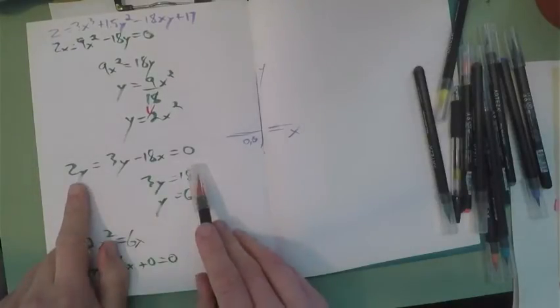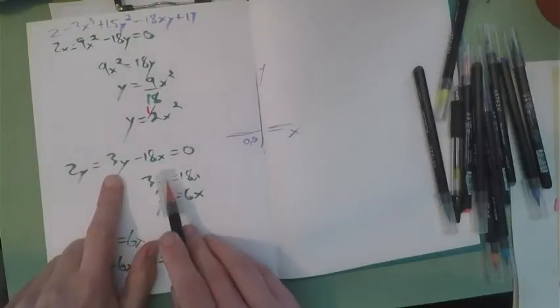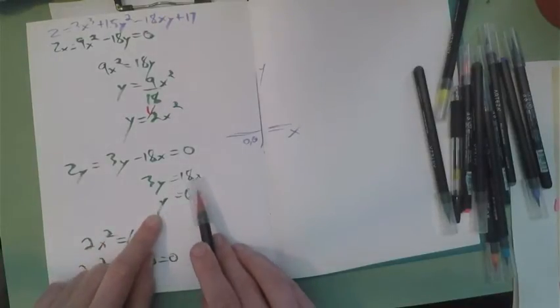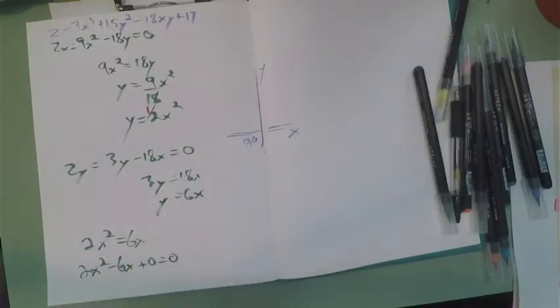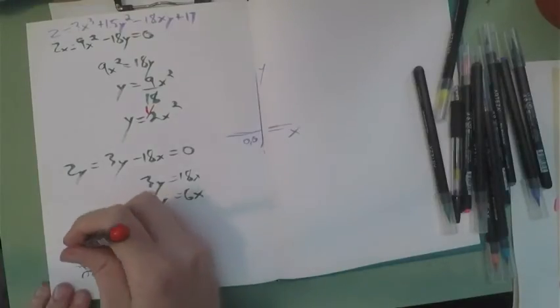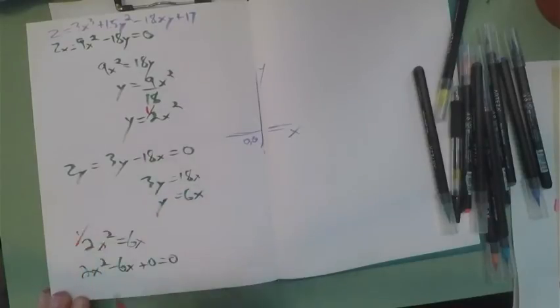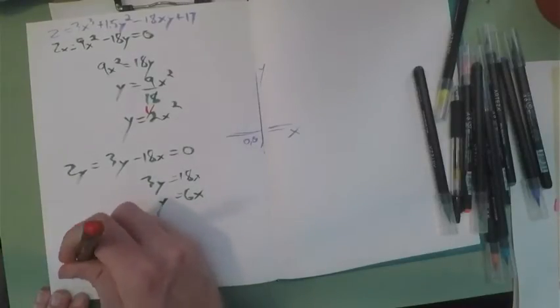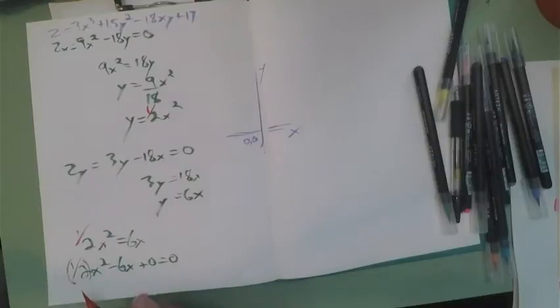From zy, we boil this down to 3y equals 18x. y equals 18 divided by 3 times x equals 6x. Great. I was going to make a mistake here. This should be (1/2)x squared equals 6x, which means, let's put this in parentheses just so it's not 1 over 2x squared, 1/2 times x squared minus 6x plus 0 equals 0.